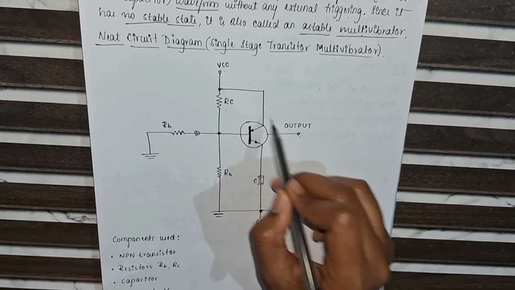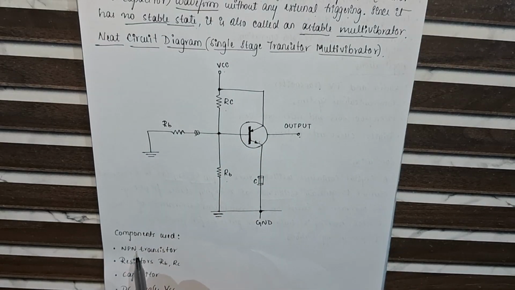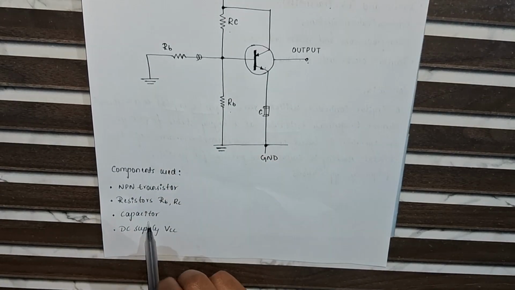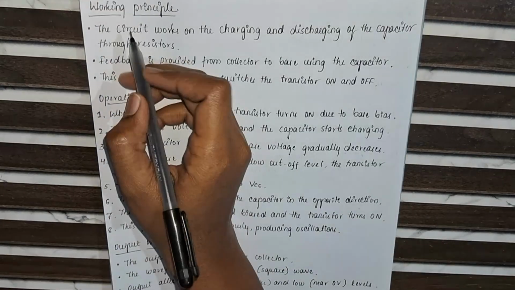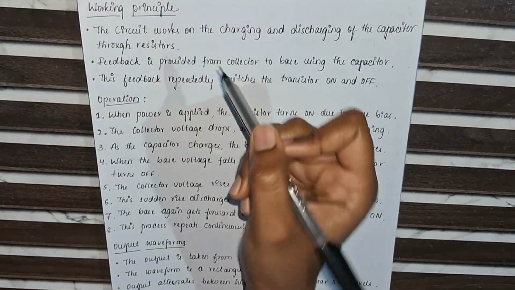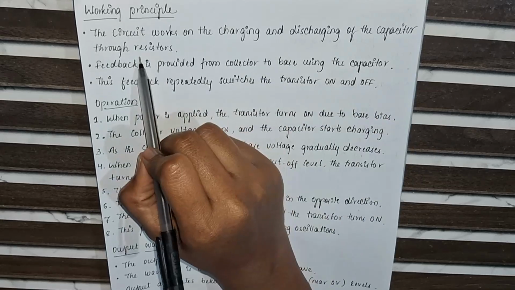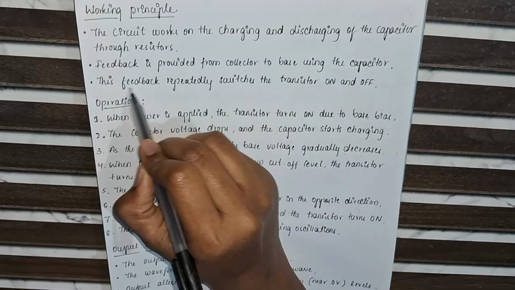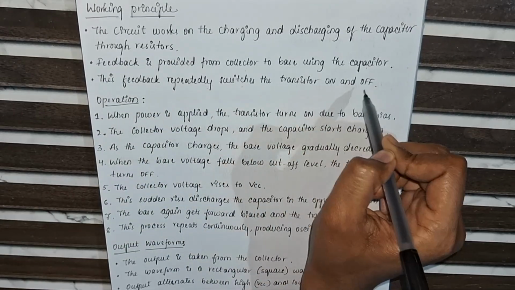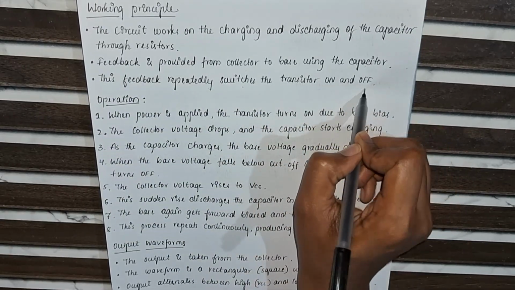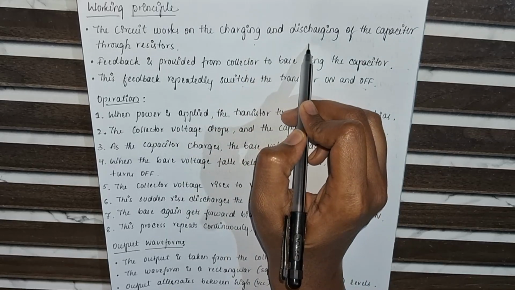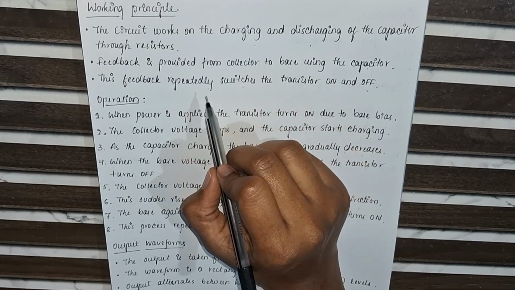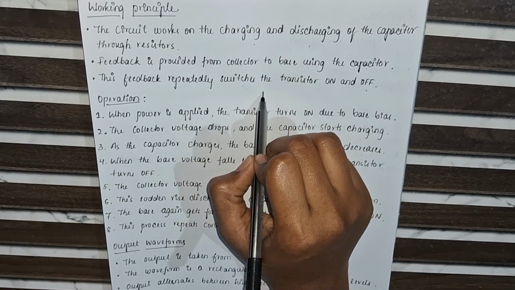So we will see the working principle of this. The components used are an NPN transistor, resistors RB and RC, a capacitor, and a DC power supply. Now we will see the working principle of this circuit. The circuit works on charging and discharging of the capacitor through resistors. Feedback is provided from the collector to the base using the capacitor. This feedback repeatedly switches the transistor on and off.